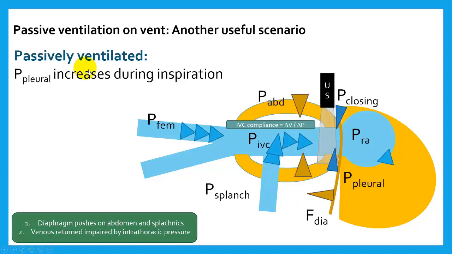So in the passively ventilated patient, this pleural pressure is going to increase. It's going to displace the diaphragm with a force, and that's going to cause the splanchnic venous blood to be mobilized. However, at the same time, that increased pleural pressure is limiting venous return. It's prohibiting IVC emptying into the right atrium. So that venous return is impaired by intrathoracic pressure.